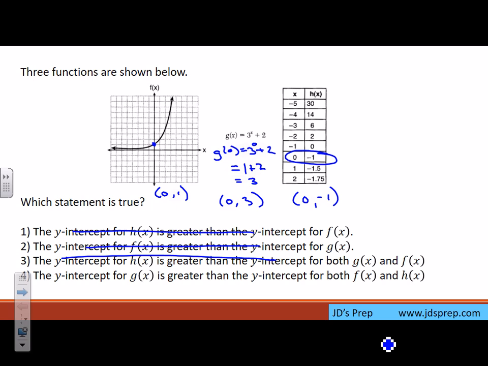The last statement tells us that the y-intercept for g of x, which is 3, is greater than the y-intercept for the other two. And indeed, 3 is greater than 1, and 3 is also greater than negative 1. So statement number 4 is the one that is correct.